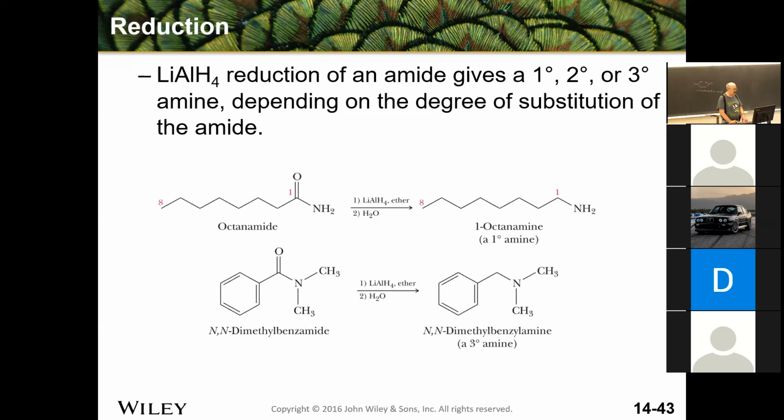Amides are reduced to amines. Notice that here the oxygen is completely gone in the product. This also requires lithium aluminum hydride. So the CO double bond is converted to CH2.